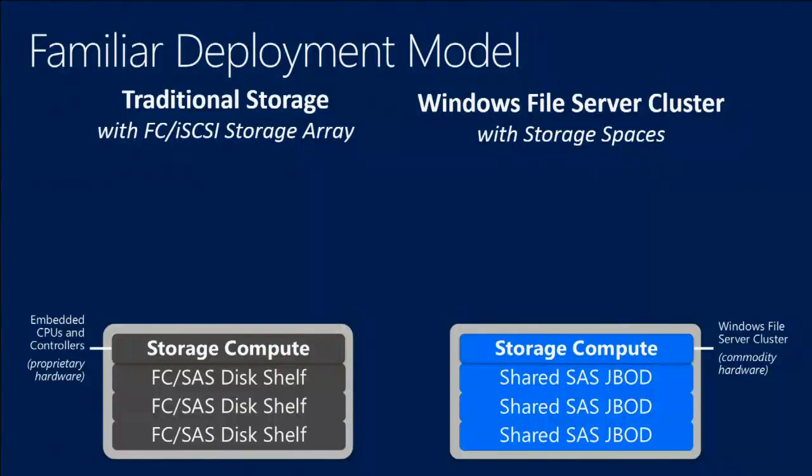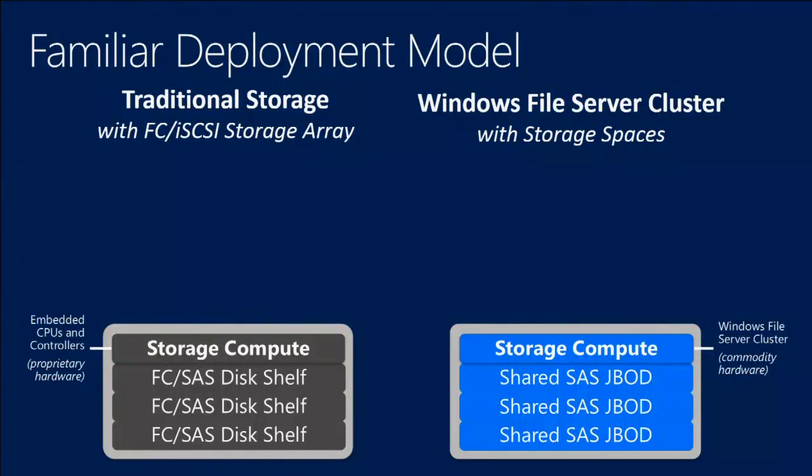Now, this method of deploying storage is rather quite familiar. If we look at the component level with a traditional storage array versus the Windows File Server Cluster, on one side we have Fibre Channel or SAS disk shelves, and on the other side we have shared SAS JBODs. What are these both things? Boxes of disks with controllers at the back, with redundant controllers. Both also have some amount of storage compute, perhaps in a slightly different form, but they're still storage compute. My traditional storage array would have embedded CPUs and embedded controllers running proprietary hardware and proprietary software. And this is what you're paying for.